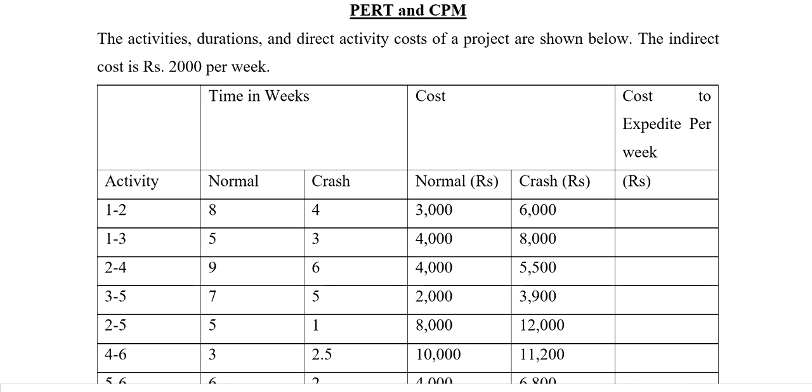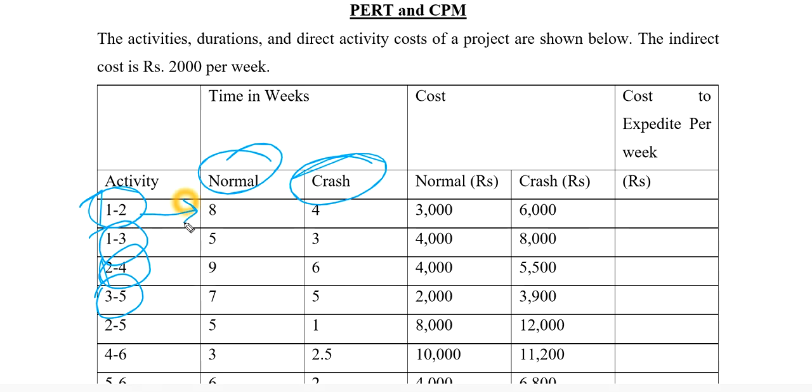So here is the question we have. We have divided the whole task into different activities as you can see here. So here we have different activities, for example, activity 1 to 2, 1 to 3, 2 to 4, 3 to 5, and so on. In the next column, we are given time. There are two times, normal time and crash time. Normal time is the time which is required to complete an activity. That is, to complete the 1 to 2 activity, the normal time required is 8 weeks.